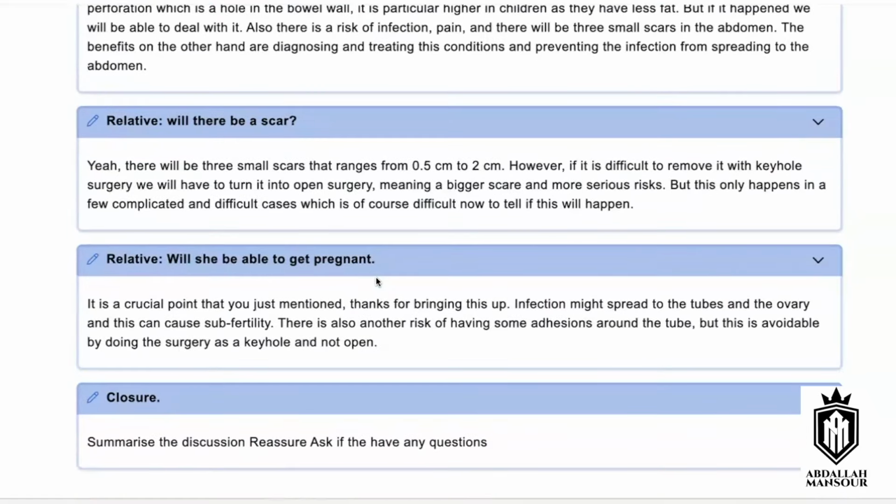Will she be able to get pregnant? Again, your answer here, you kept fiddling around. You didn't give me a clear answer. So you want to say, this is a very important point that you just mentioned, and thank you for bringing this up. Infection might lead to adhesions between the tube, and it can lead to something called subfertility. Subfertility is basically a risk later on that she can be infertile, but we wouldn't be able to quantify the risk just yet. And I would advise that we just deal with each step, one step at a time.